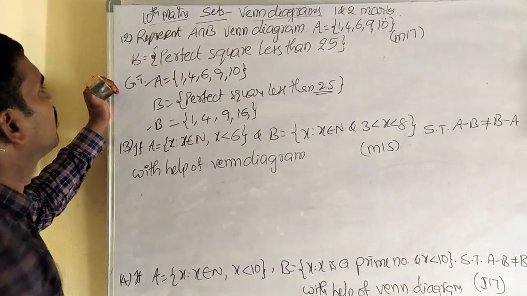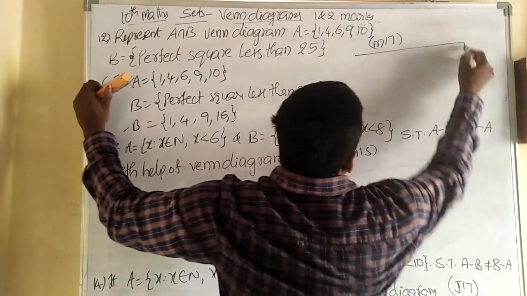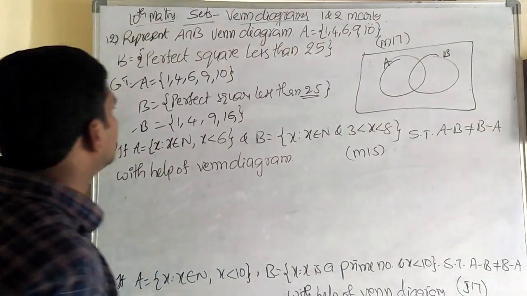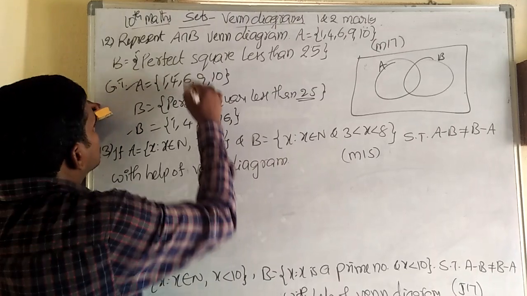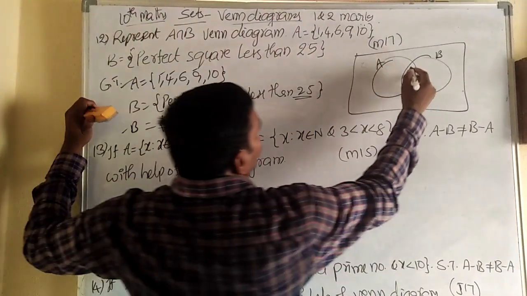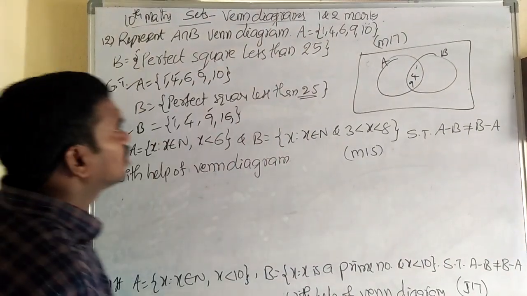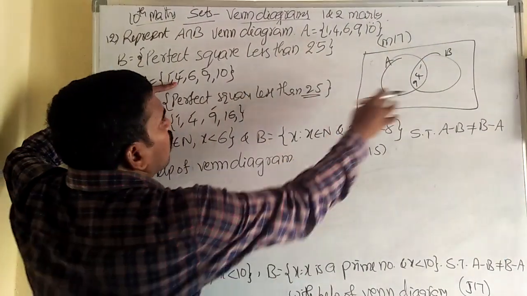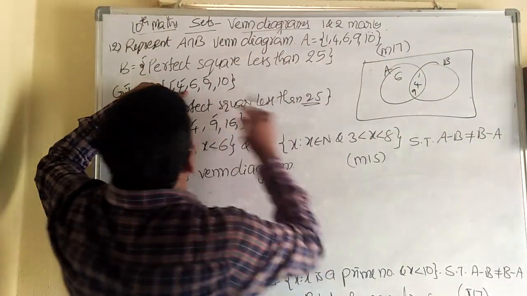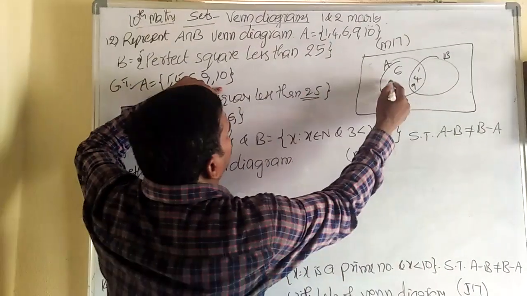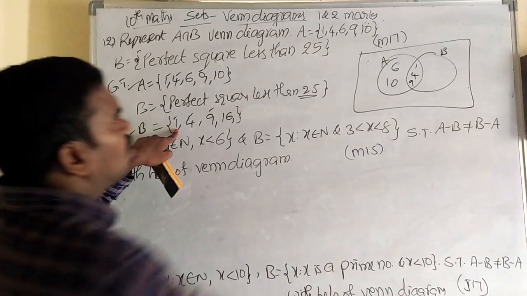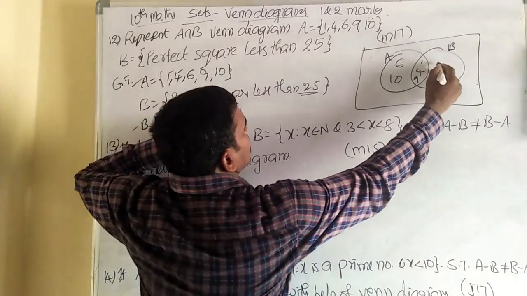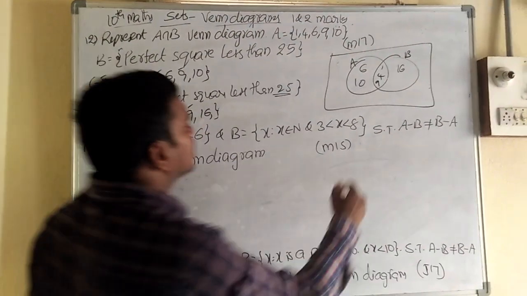Draw the Venn diagram of A intersection B. So how can we draw? A, B. First write the common elements in the middle. 1 is common, 4 is common, 9 is common. So 1, 4, 9. Next, what are the remaining in A? 1, 4 already written. 6, write down. 9 already there. Next 10, write down. Next B: 1, 4, 9 already there. 16, okay. This is A intersection B.